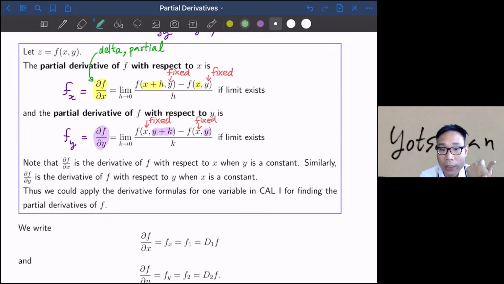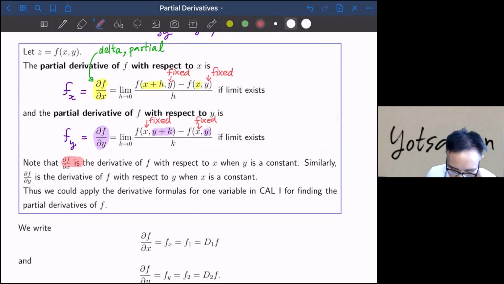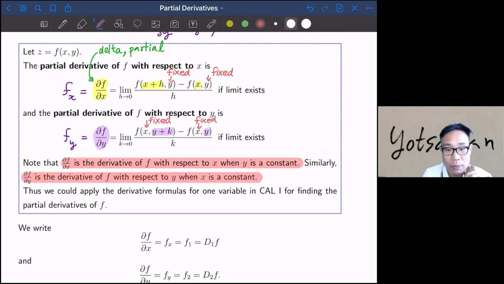However, when you want to find the partial derivative with respect to x, you treat y as a constant. This is what I wrote here: df/dx is the derivative with respect to x when y is a constant, and df/dy is the derivative of f when x is a constant. We can just apply the formulas that we studied in calculus 1 to find the partial derivatives with respect to x and with respect to y. I will give you some examples next.